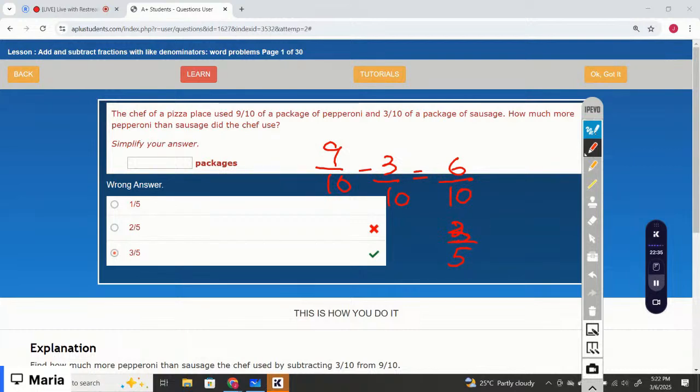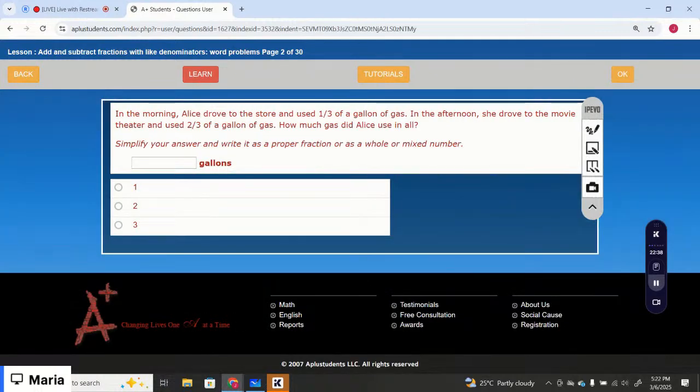Two times 3 is 6. That is 3 over 5. Option number 3 is the correct option.